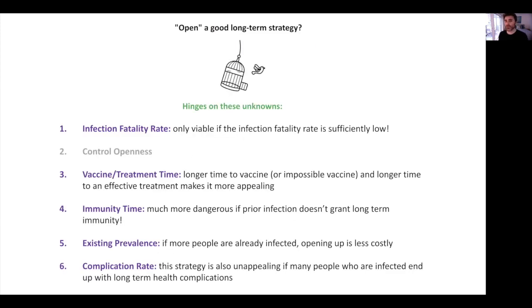So is the open strategy a good long-term strategy? It's going to depend on a bunch of things, specifically these unknowns. First, it's going to depend on the infection fatality rate. This is only really a viable strategy if the infection fatality rate is sufficiently low. If it was too high, then this would be an unacceptable loss of life.